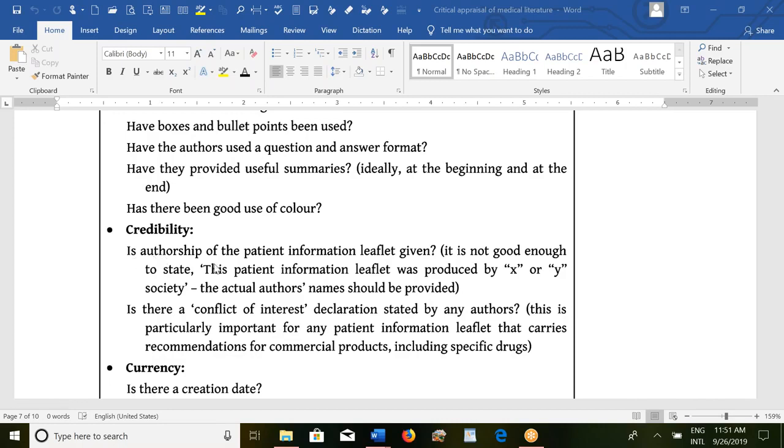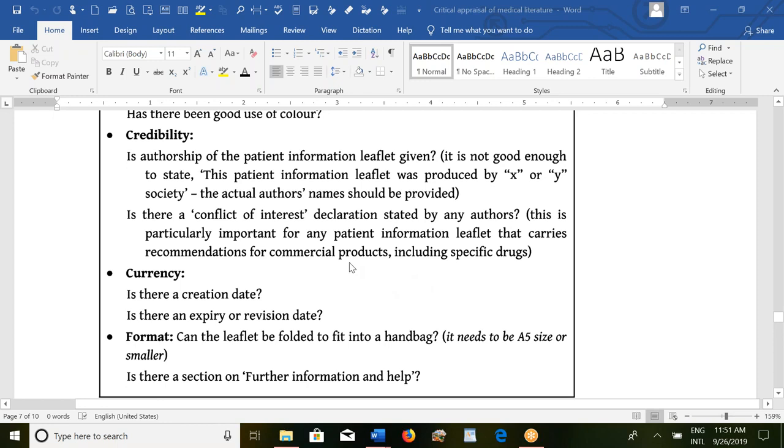Then is the paper credible? It means the authorship: who is the author of the patient information leaflet, is it given or not? We cannot say that this patient information leaflet was produced by Dr. X or Dr. Y society. Actually, they need to give the names of the doctors. Then is there a conflict of interest declaration stated by the author? It is especially important for any PIL that carries recommendations for commercial products including specific drugs. So you have to see that no one has received money, any funding, any trips from some pharmaceutical company or from any hospital, because then maybe the author will say something good about that product because he has received money from the company.